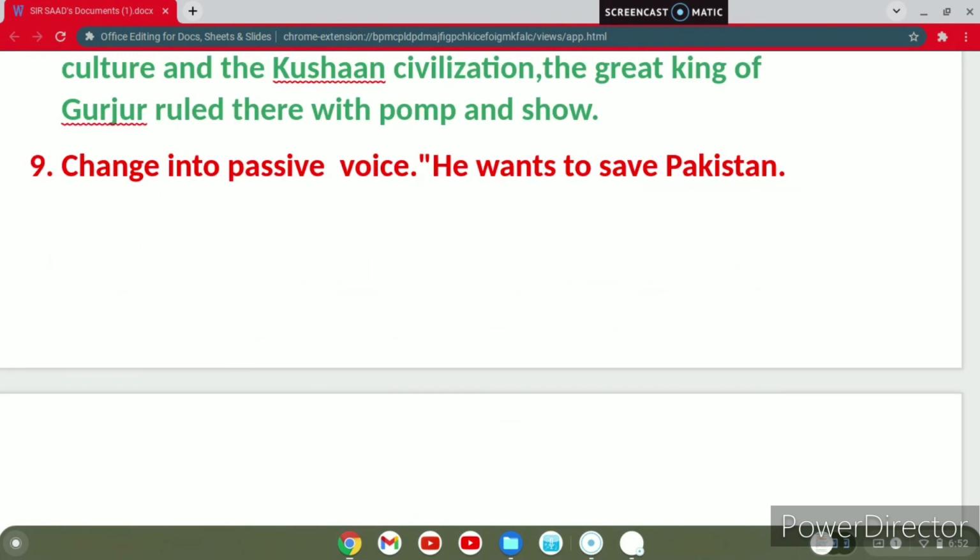Then change into passive voice. He wants to save Pakistan. So this is not a simple sentence. This is a bit difficult sentence. If you have a structure like this, he wants, you should not change the first part. He wants. You should change the infinitive part. You should write he wants and then you should put the object. He wants Pakistan to be saved. He wants that Pakistan to be saved. Also correct. Very, very important. He wants Pakistan to be saved or he wants that Pakistan to be saved. He wants to eat apples. He wants apples to be eaten.